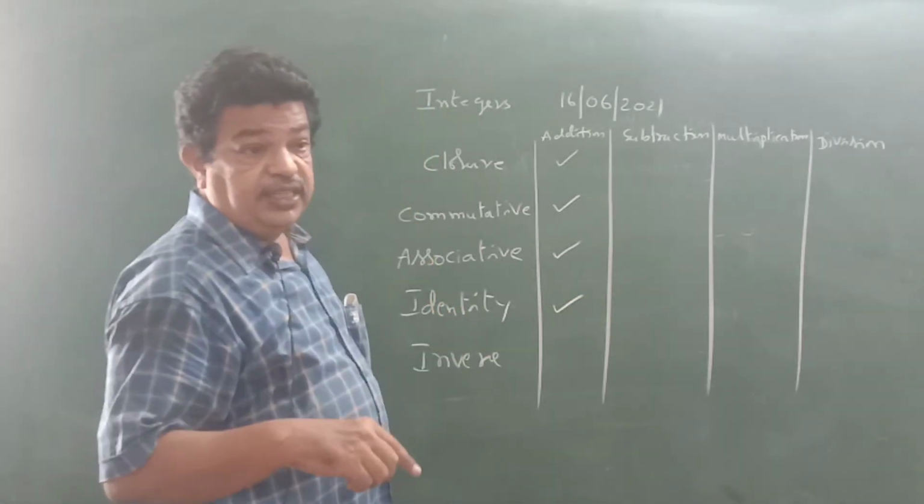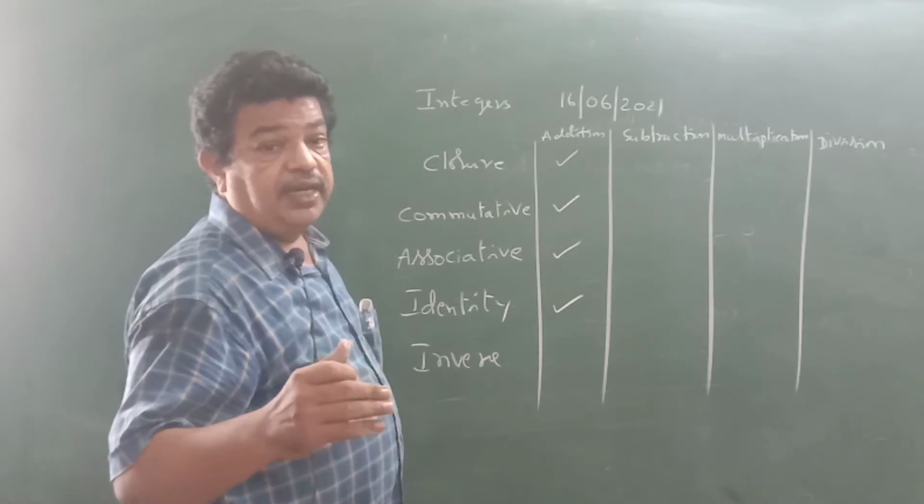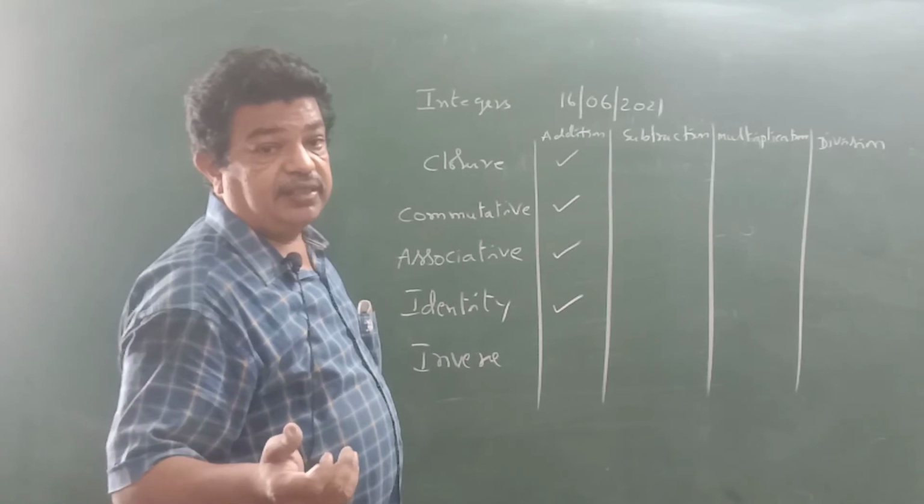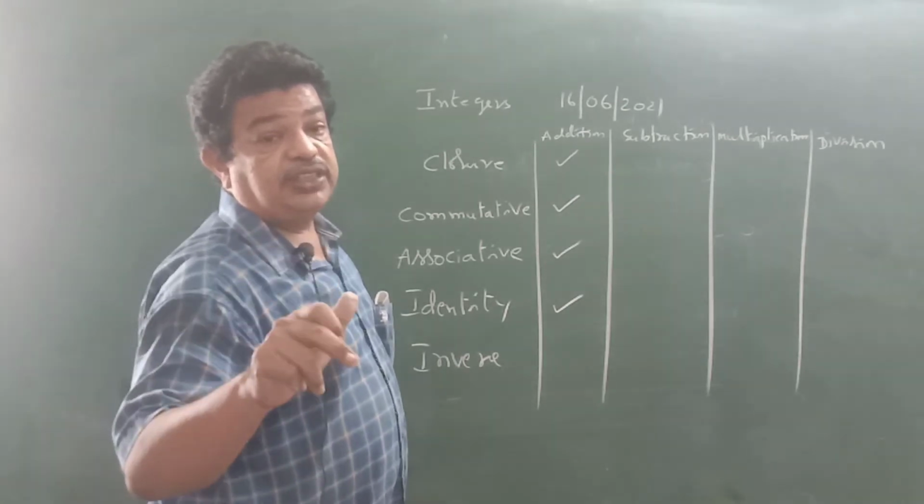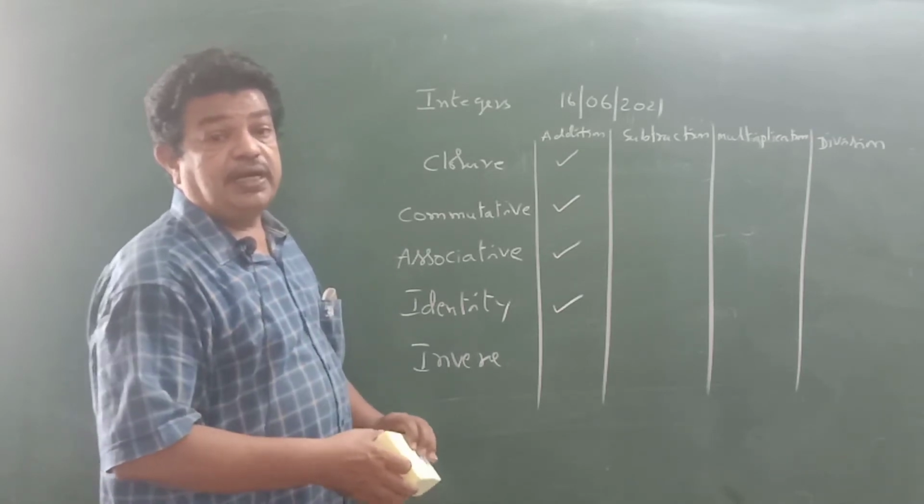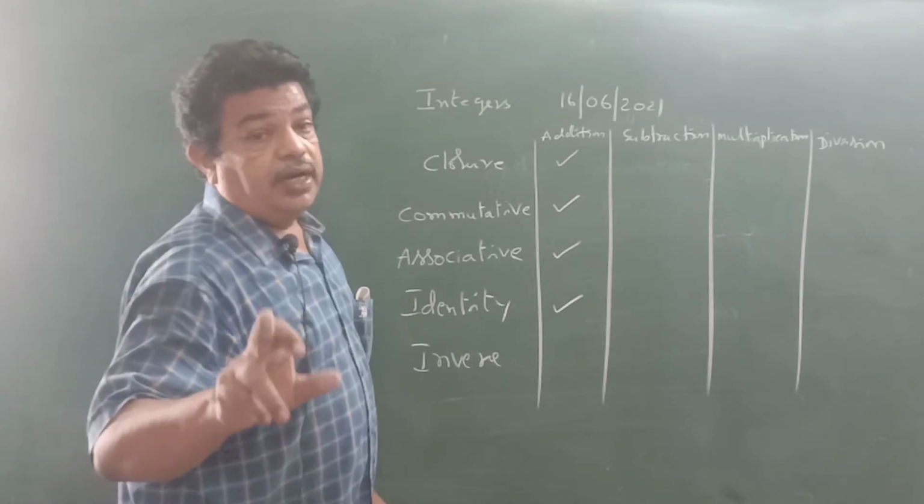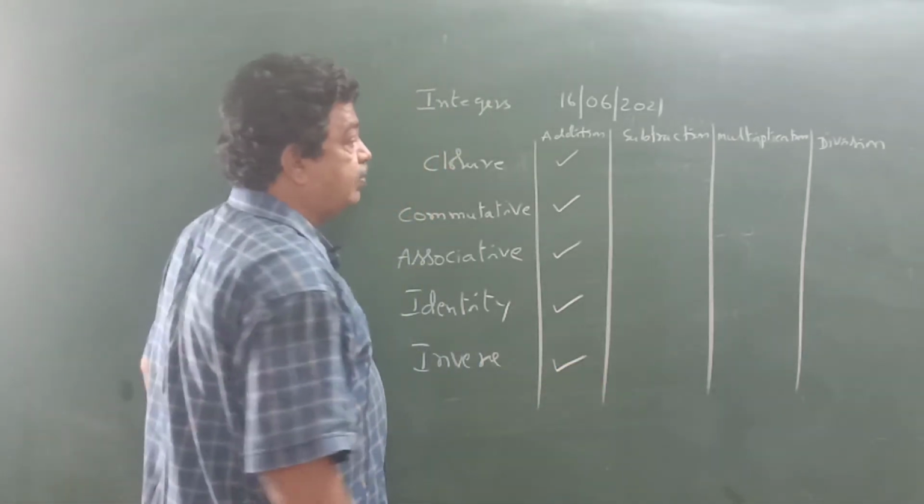The sum of two integers is equal to 0. If 7 is an integer, its opposite sign is minus 7. 7 plus minus 7, or minus 7 plus 7, is equal to 0, where 0 is the additive identity. When the sum of two integers is equal to the additive identity, the two are called additive inverses of each other. So, integers have inverse property under addition.